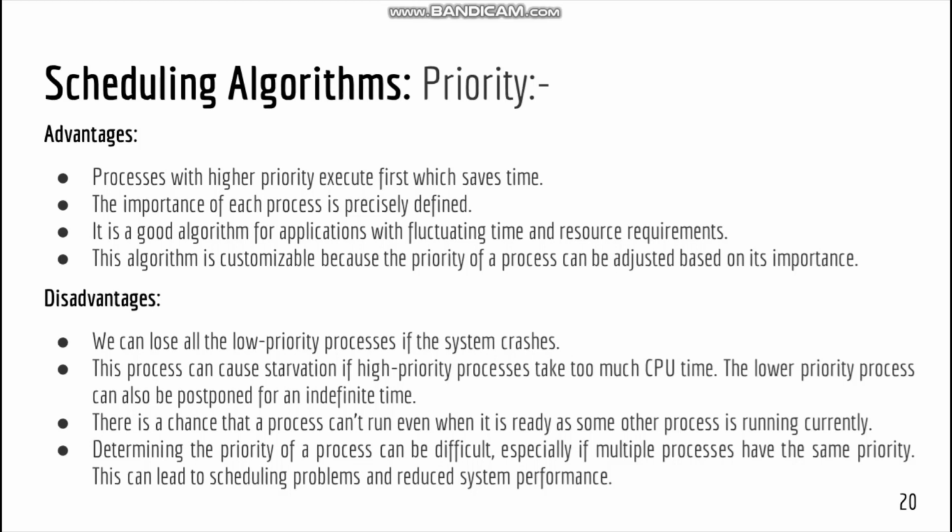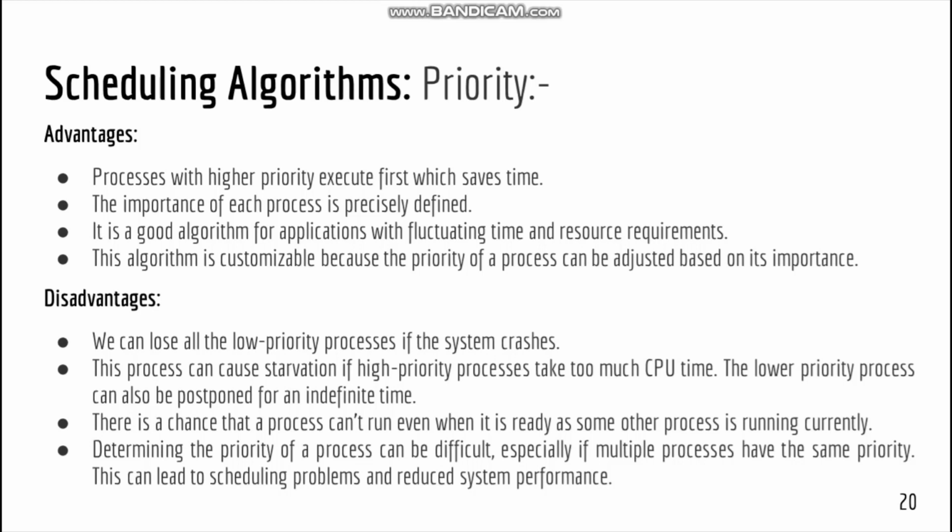Now coming towards some disadvantages of this algorithm. It can cause starvation, because if high priority processes take too much CPU time, the low priority process can wait for an indefinite time. It is also difficult to determine the priority of a process, because we can determine the priority according to memory requirements, time requirements, and resource requirements. So determining these priorities is a difficult task.